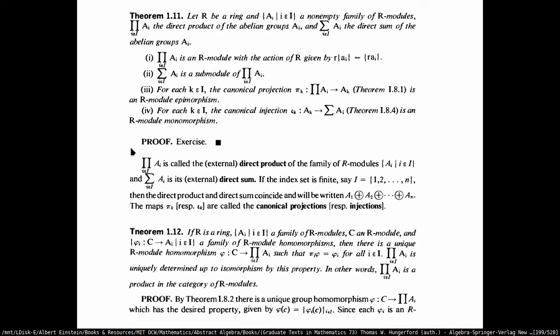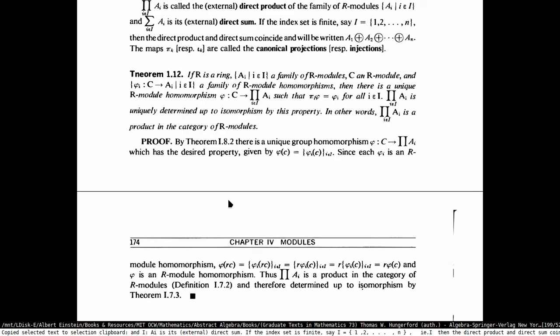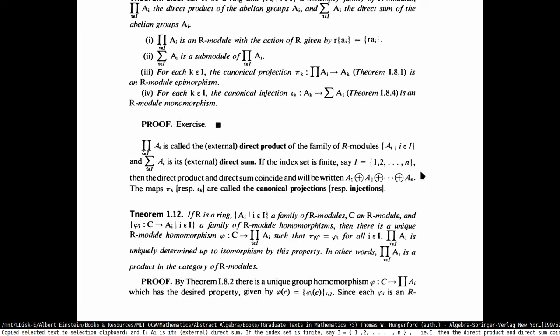So, this is the direct product of our family. This is the direct sum. They say it's external, and they're going to define internal. I guess it's going to be the same way Rotman did for finite abelian groups. If the index is finite, then for a finite number of modules of the family, the direct product and the direct sum coincide exactly, and they will be written with the circled plus.